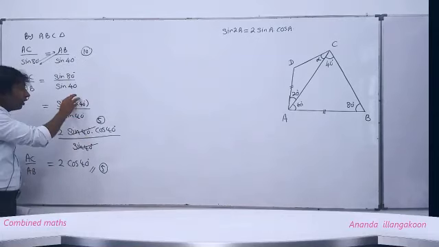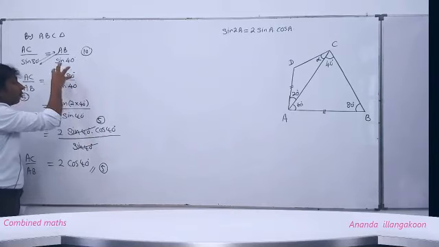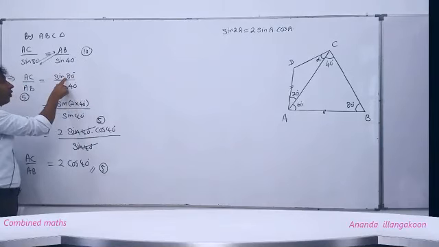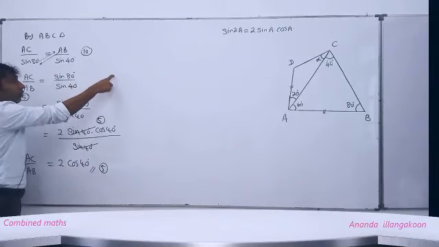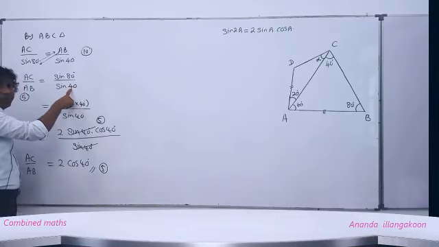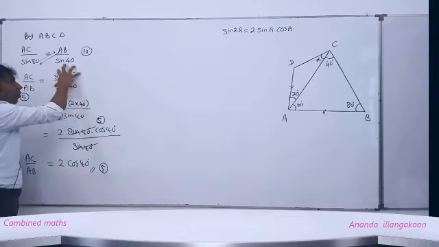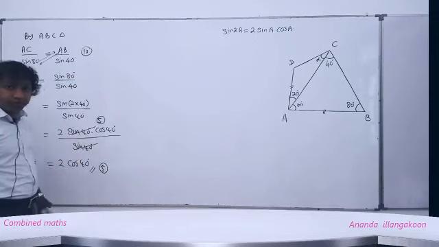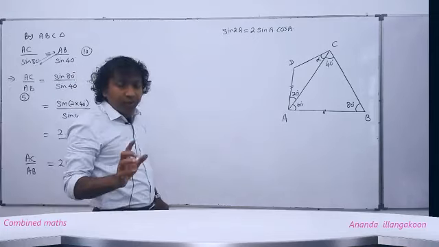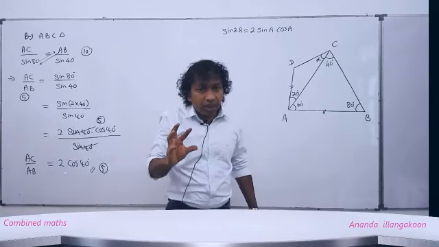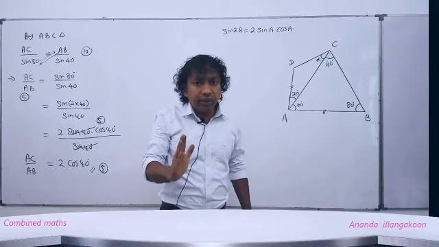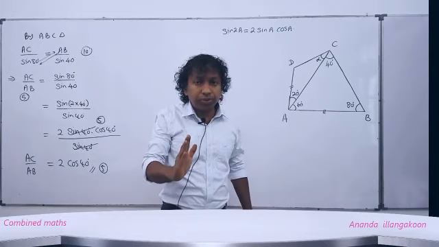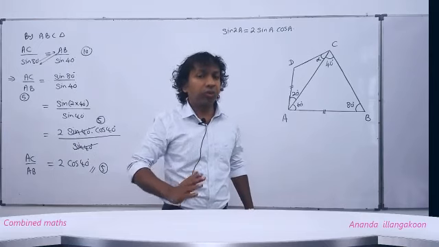Why, people? Without writing this step, sometimes you can write sine 80, 2 sine 40 cos 40. That sine 40 we can cancel down with this. Then we get 2 cos 40. Then from this step, directly if you write this in the answer paper, this 5 marks you lose. Understand? So therefore, I write here the steps and the marks in order to give you the idea of what are the important steps for which at the examination you get marks.